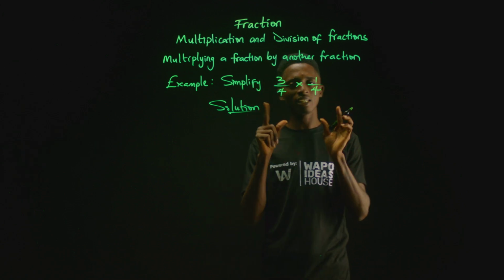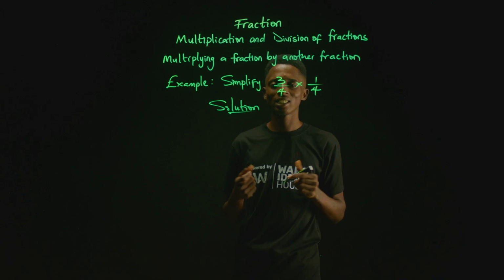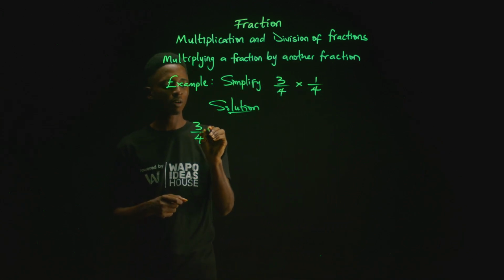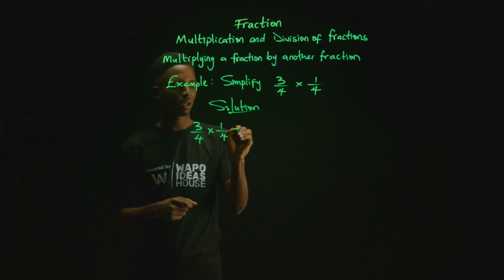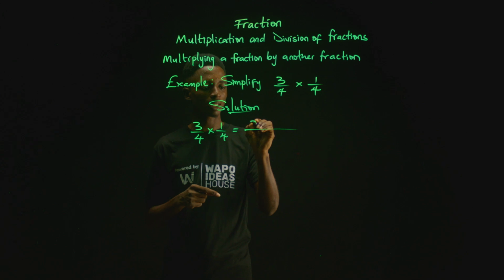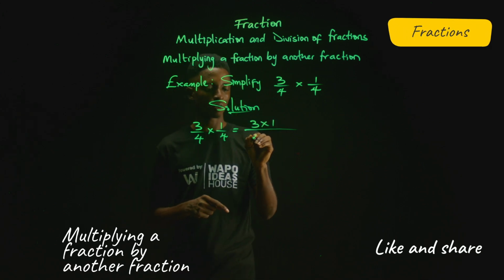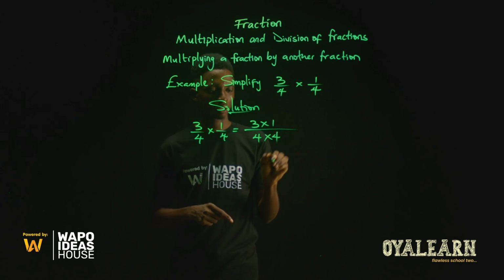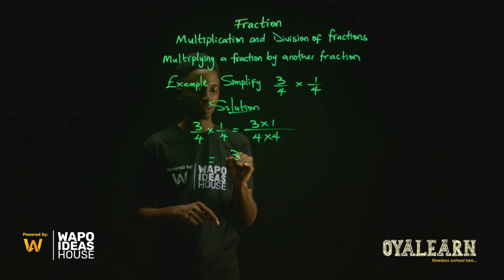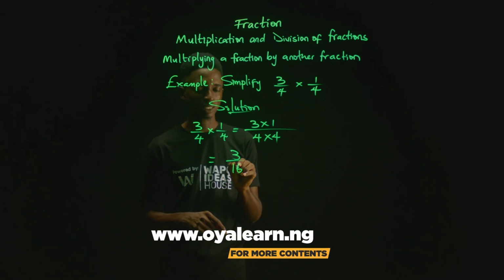Since they are both fractions, you multiply the numerators and then the denominators. That is, from 3/4 multiplied by 1/4, we write it as numerator multiplied by numerator, that is 3 times 1. And then when we multiply the denominators, we'll have 4 times 4. Now, 3 multiplied by 1 will give us 3, and 4 multiplied by 4 will give us 16.